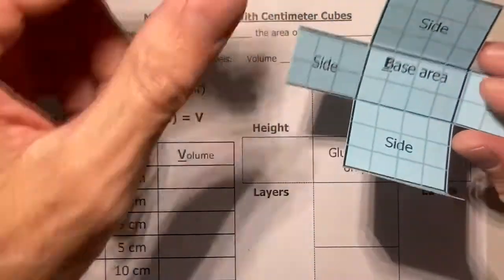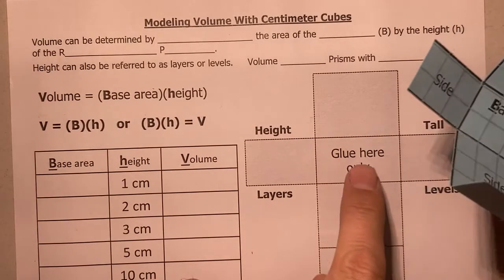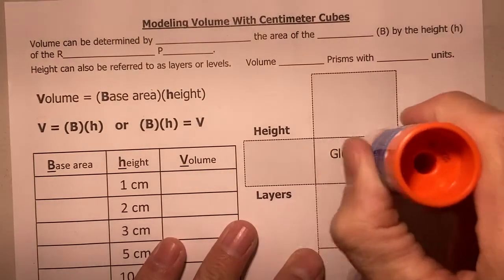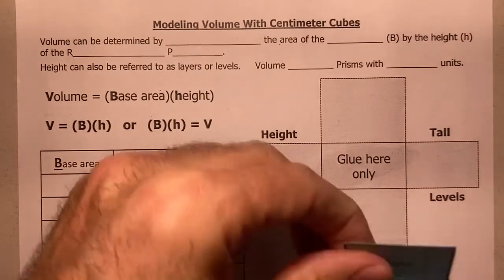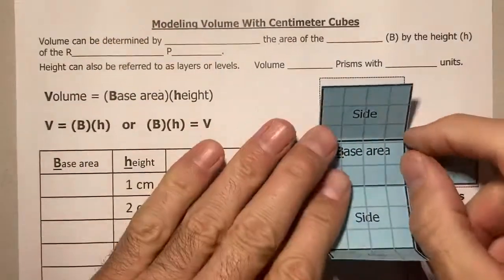8 square units. Okay, now if you want to glue this down, go ahead and put a glue dab right here. We can stick it down. You can see what's going on.